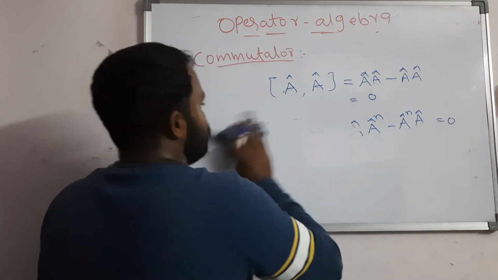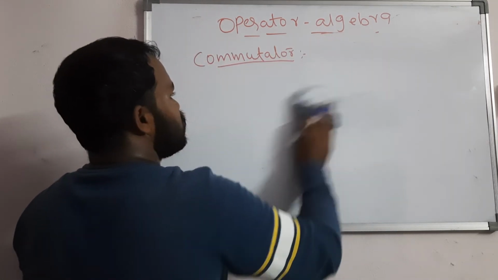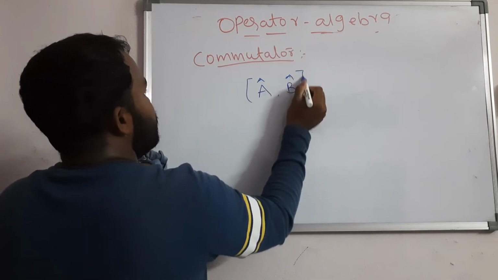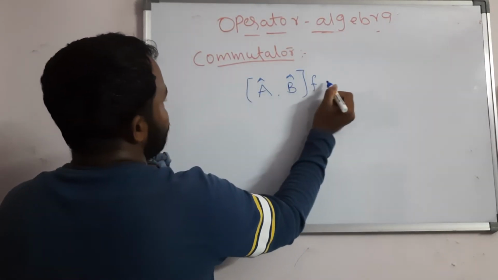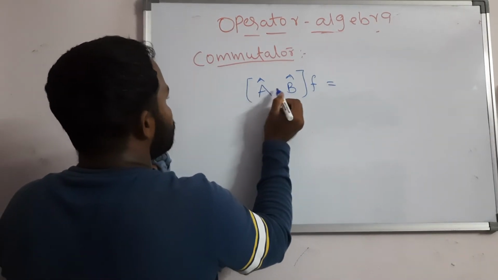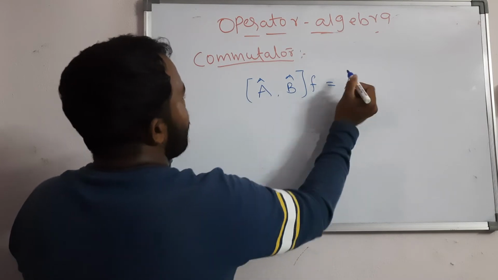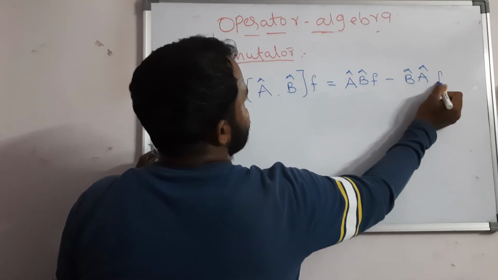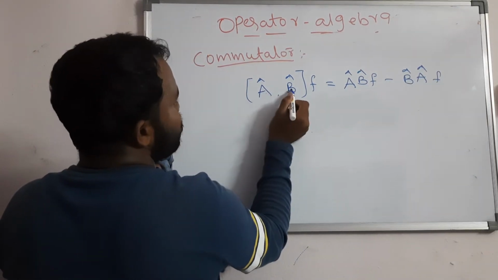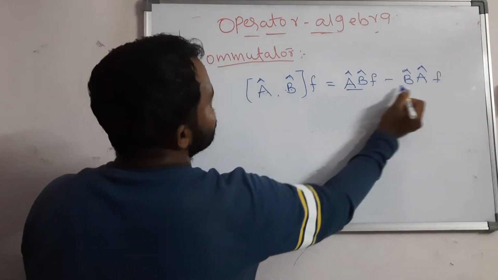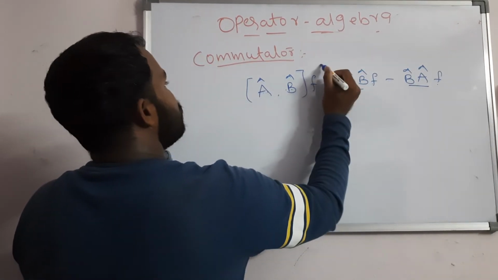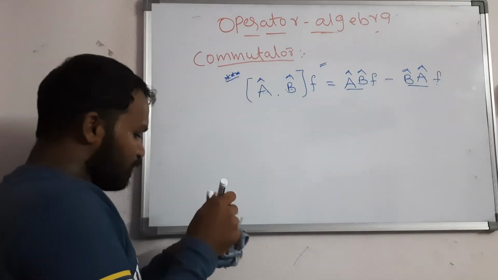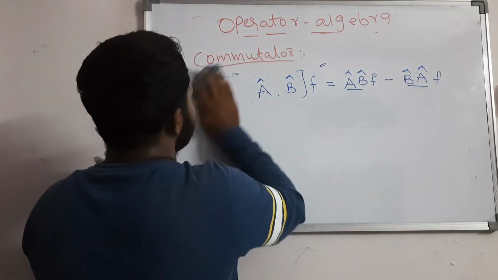One more concept I wanted to discuss. Generally we will discuss A cap comma B cap acting on some function. You should remember this, it is very important. If a function is there, you should write A cap into B cap into f minus B cap into A cap into f. So A cap B cap minus B cap A cap acting on a function, we should remember. We will follow this, and based on this we will do some example problems on commutators.